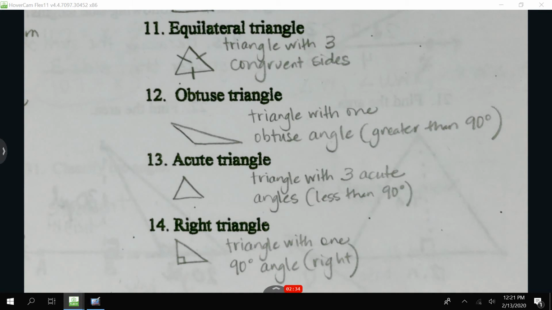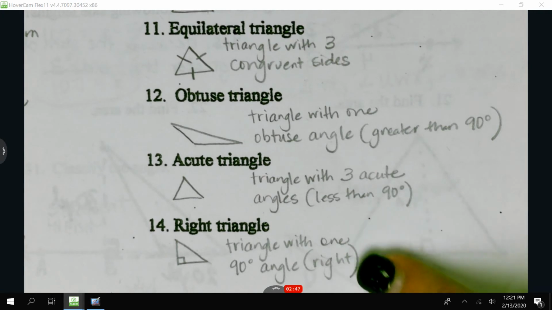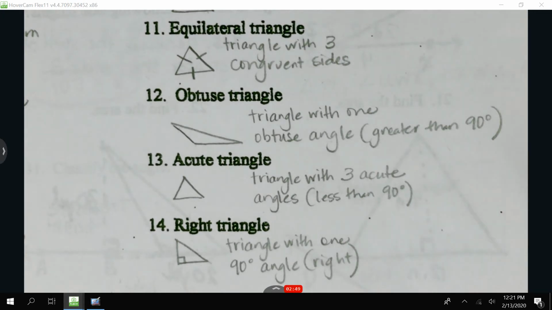And then an obtuse triangle is any triangle with one angle greater than 90 degrees. An acute triangle means all 3 angles are less than 90 degrees. And then your right triangle, you have one angle that is 90 degrees. So you have the little square at the bottom. Questions on any of those?